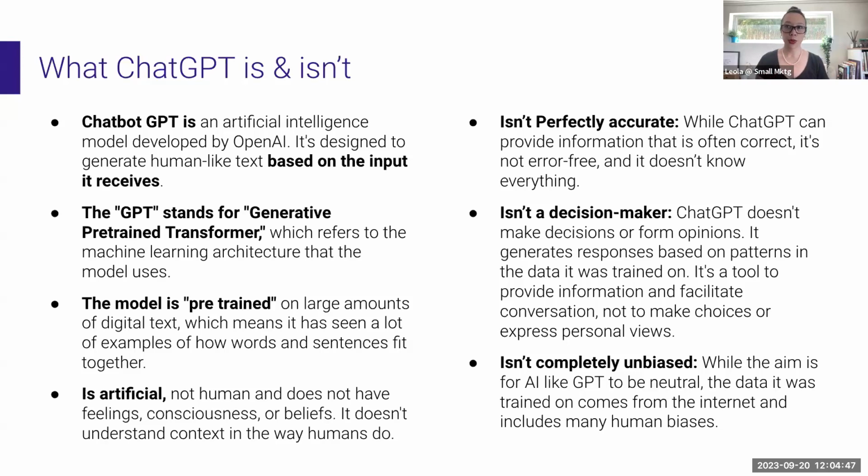So the model is pre-trained, which means that it has large amounts of digital text, and it has seen a lot of examples of how words and sentences fit together, and it decides on the best way to form that information and give you an output. The last point there is that it's not human. It doesn't have the ability to feel or think the way that humans do. It doesn't have that context.